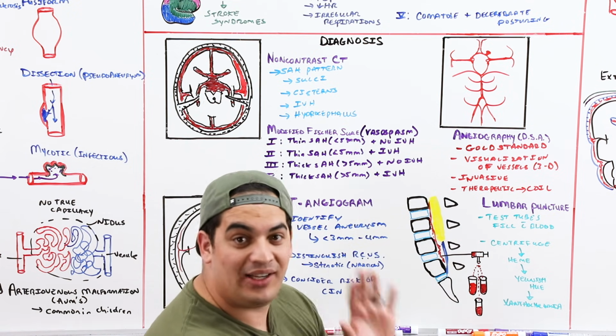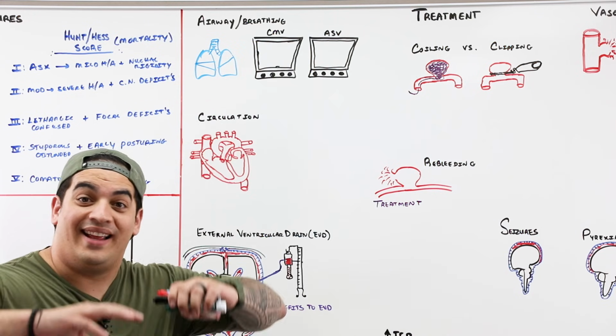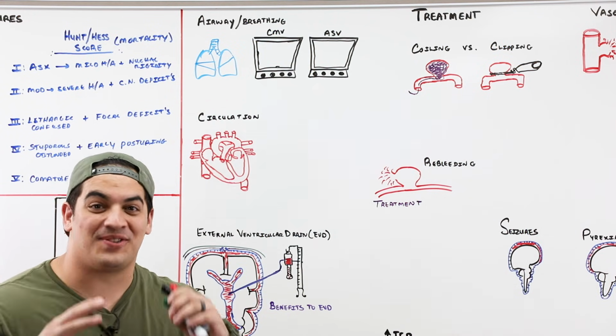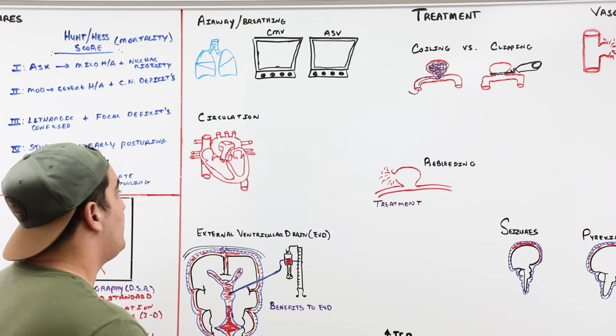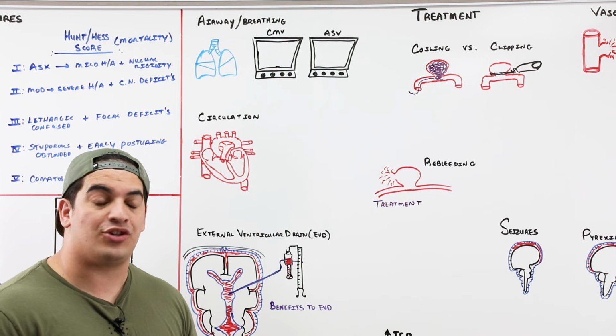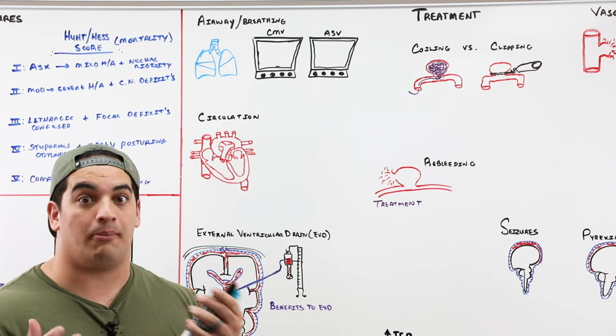But at this point, we've diagnosed a subarachnoid hemorrhage. Let's now start talking about how to treat it. All right. We're at the last part here, Ninja Nerds, of subarachnoid hemorrhage, and probably one of the most important parts, treating these patients. So this is a very significant condition. When someone comes in with a subarachnoid hemorrhage, it's considered to be kind of a neurological emergency.